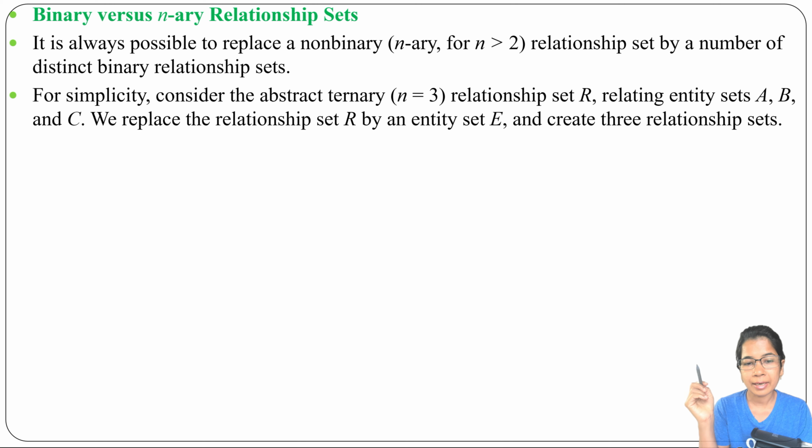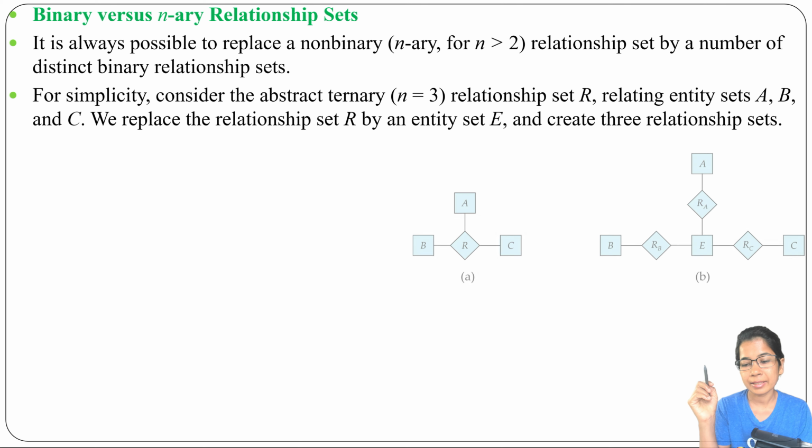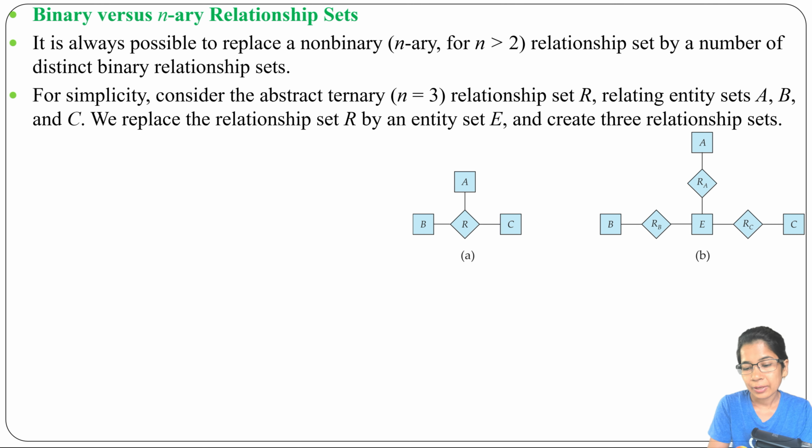Here we have a ternary relationship. There are three entity sets. How can we convert that ternary relationship into a binary relationship? You can see R is related with A, B, C. A, B, C are the entity sets. R is the relationship. We can add another entity set, let's say E. So A can be related with E, B can be related with E, C can be related with E. So now RA, RB, RC are all binary relationships. Here this R is split into three relationships, RA, RB and RC.